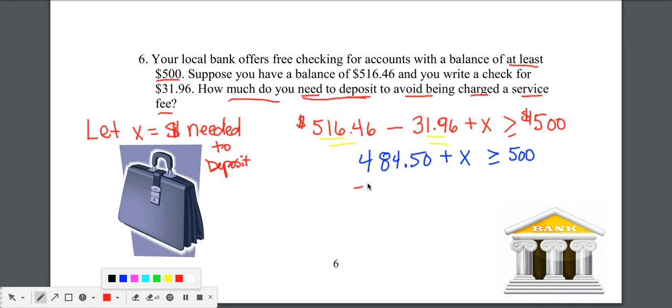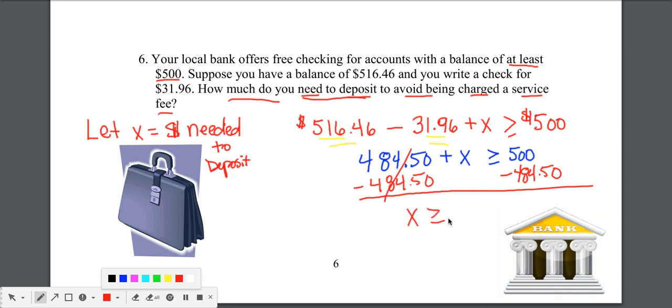All right, so let's find the difference between these two. And so the next step would be to subtract 484.50 from both sides. 484.50. Cross these out. I end up with X needs to exceed or equal to, in terms of the amount of positive deposit or money that I get in there, needs to be 500 minus 484.50 is going to be $15.50. And it needs to be larger than that amount or equal to.